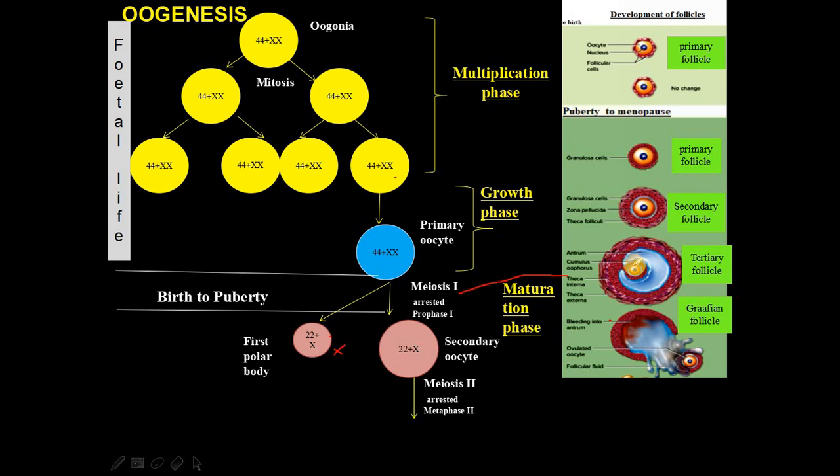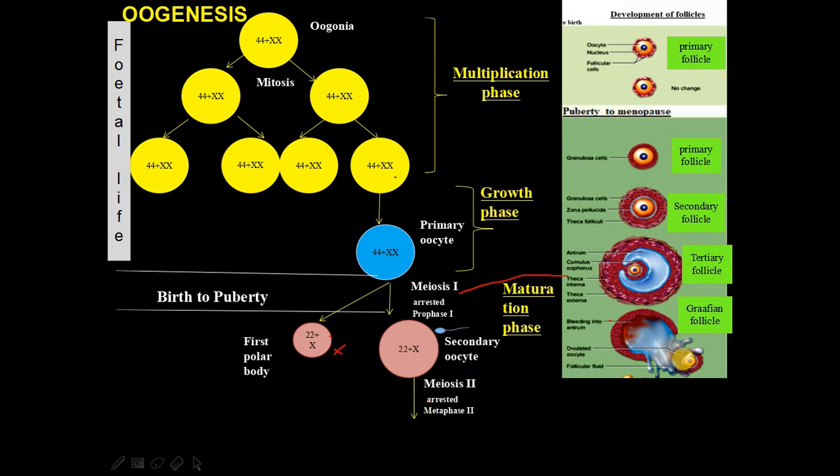Then, as we have studied, the tertiary follicle develops into the Graafian follicle, and the Graafian follicle will rupture, releasing the secondary oocyte. That is this oocyte, which has still not completed its meiosis 2. It is arrested in metaphase 2. The secondary oocyte completes its meiosis 2 only if it is fertilized by sperm.